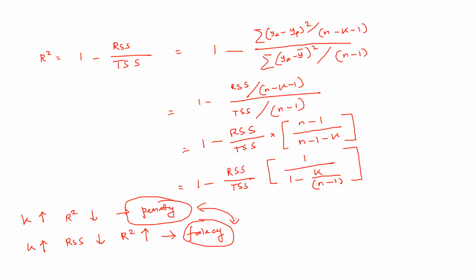So this new calculation that I just showed, which is n minus k minus 1 divided by n minus 1, this much is called adjusted R square. We actually check this to test whether a model is better than or worse than another. We don't check R square. We check adjusted R square to compare one model with another.